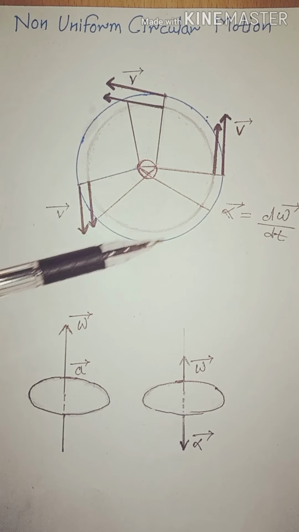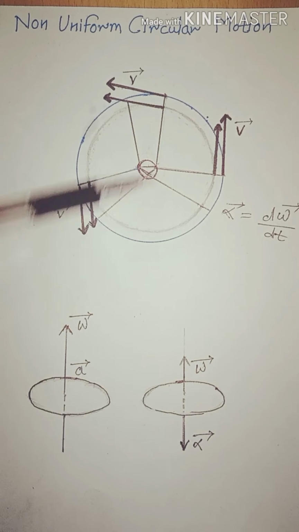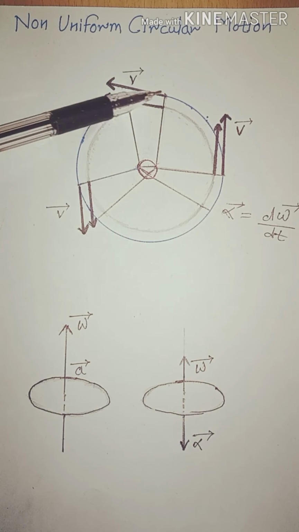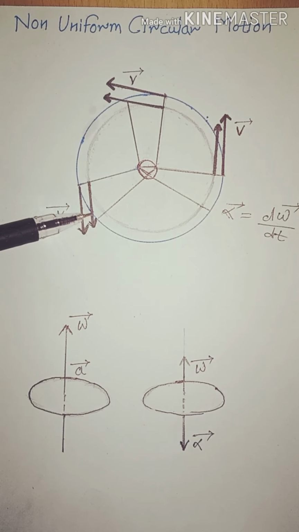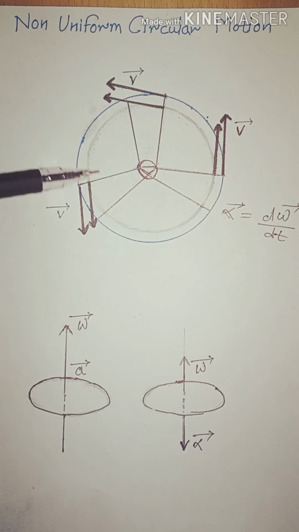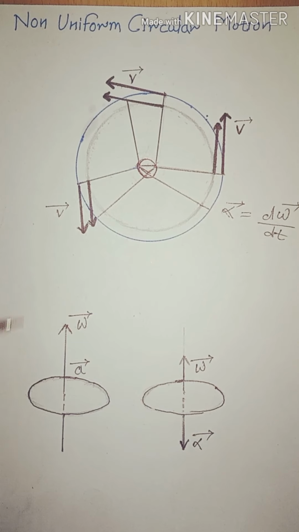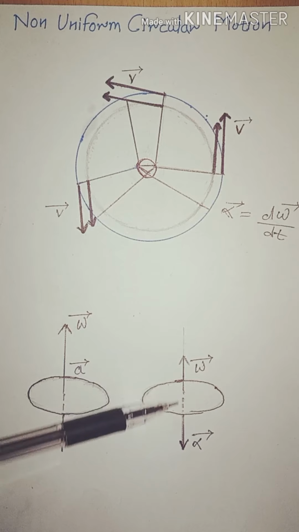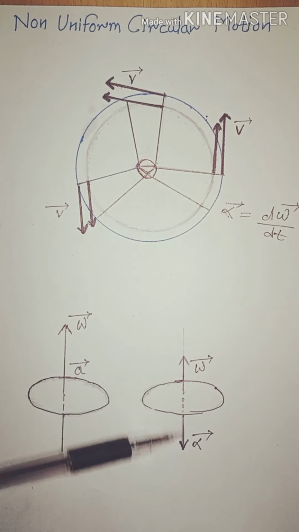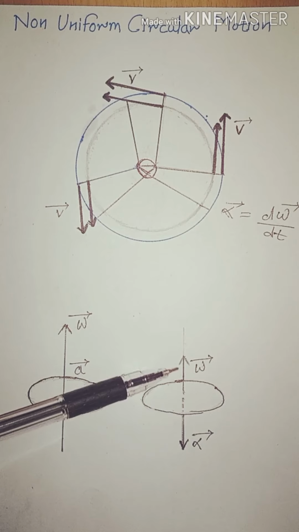Though the motion is non-uniform, the particles are still in the same plane. Therefore, the direction of alpha is still along the axis of rotation. For increasing speed, the direction of alpha is along the direction of omega, while during decreasing speed, the direction of alpha is opposite to that of the angular velocity.